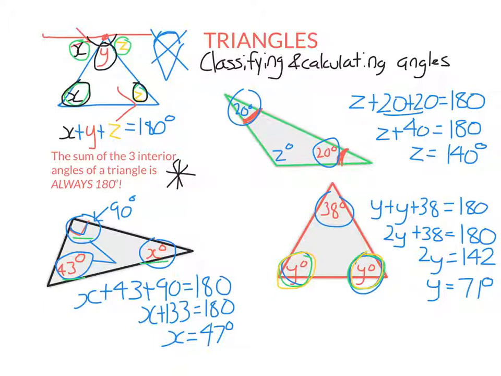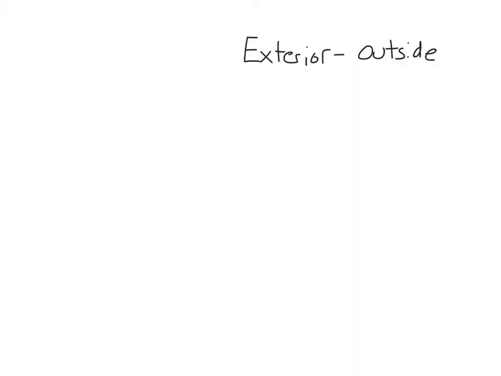So each of these angles here must equal 71, so that all the angles add to 71 plus 71 plus 38, which is 180. So we're now going to turn our attention to exterior angles of a triangle. Please pause and copy down these examples if you need. So we look at exterior angles of a triangle.